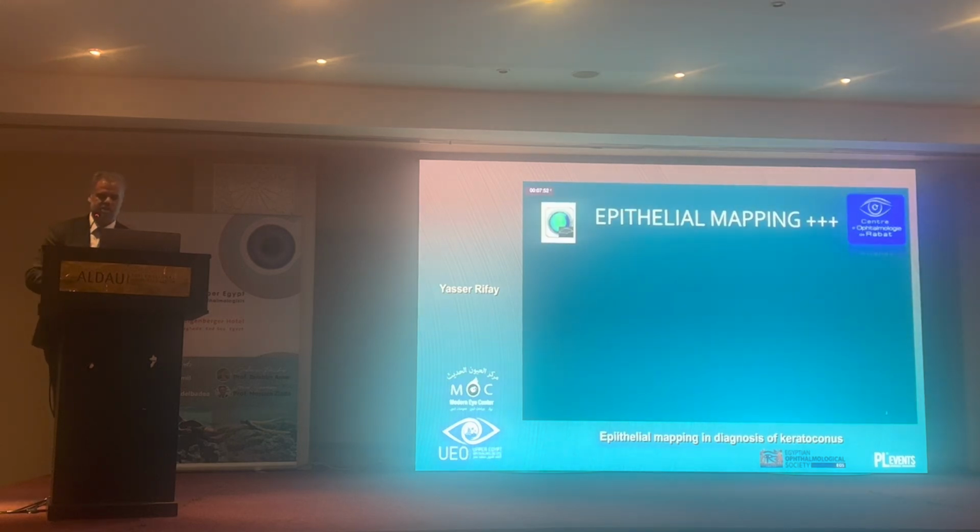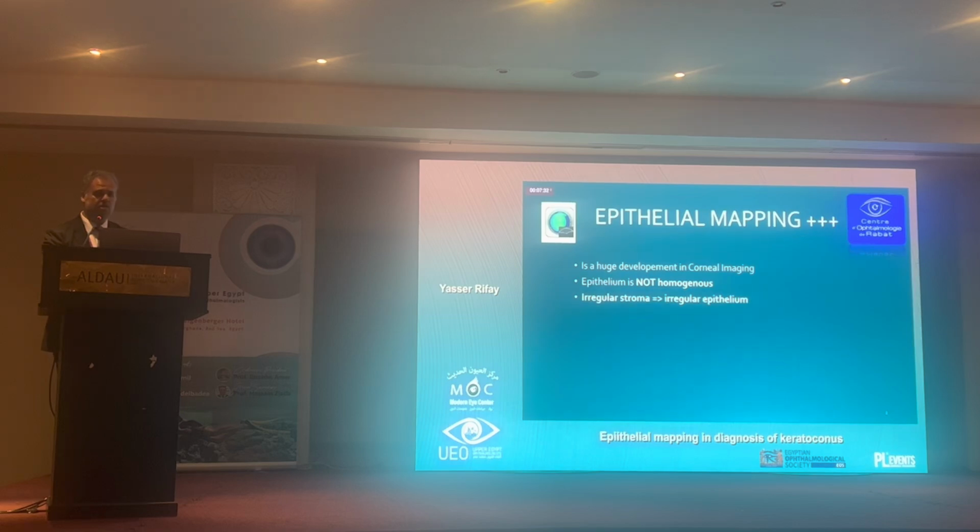I have no financial interest in this presentation. So we know that epithelial mapping is a huge development of corneal imaging. And we know that now the epithelium is not homogeneous. It's not 50 microns in all the size of the cornea, but it is irregular. And the irregularity of the epithelium comes from the irregularity of the stroma.